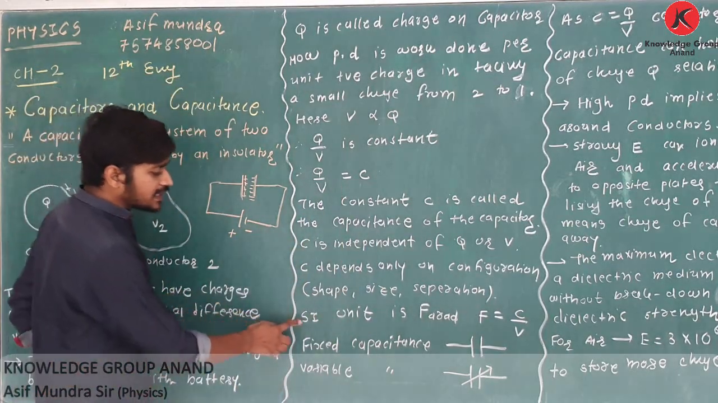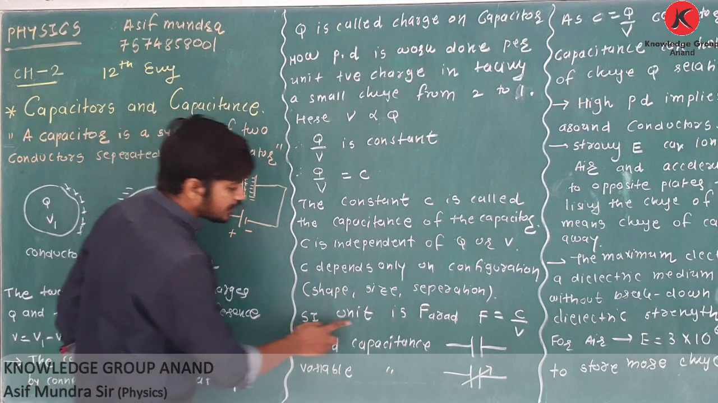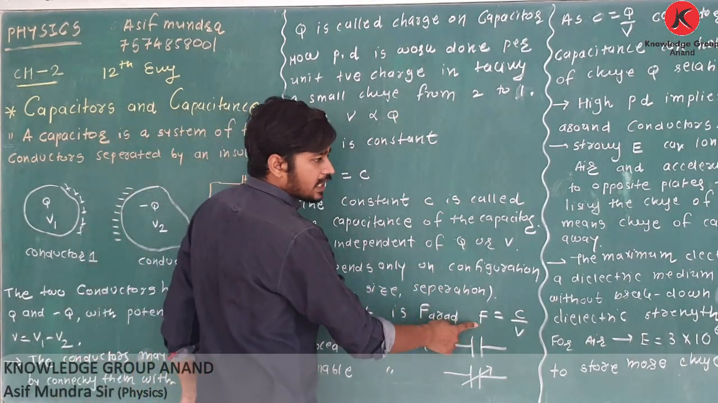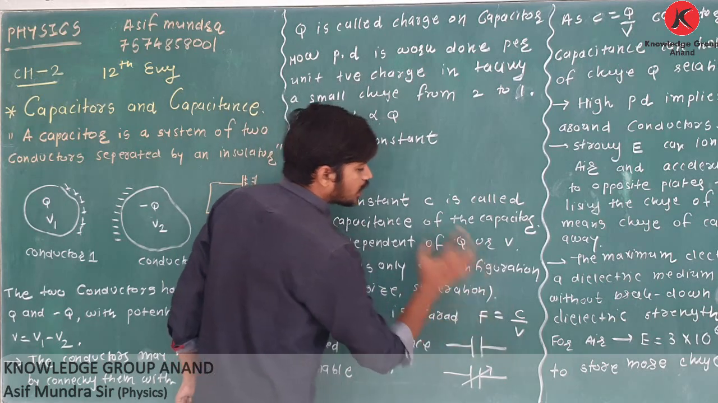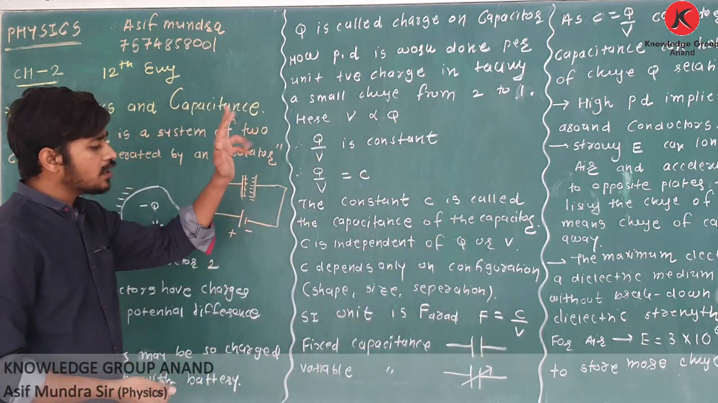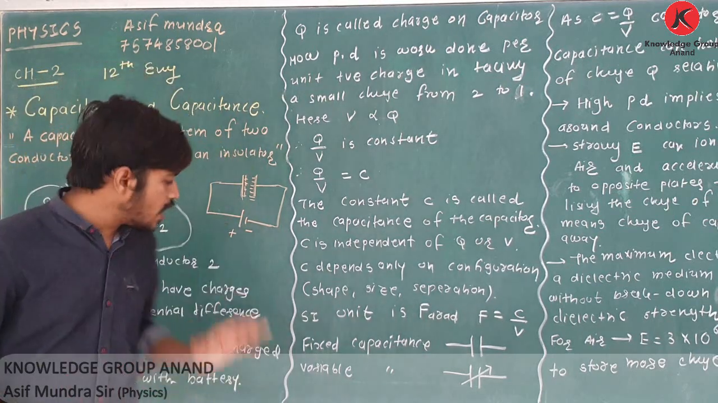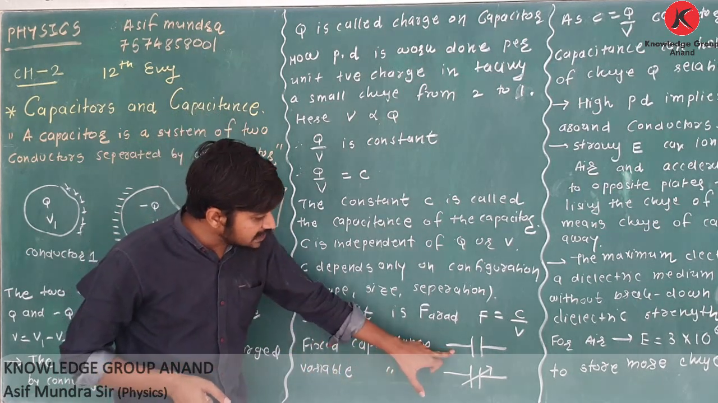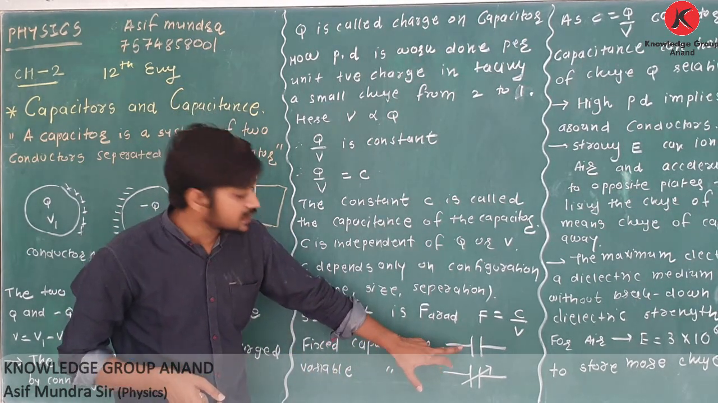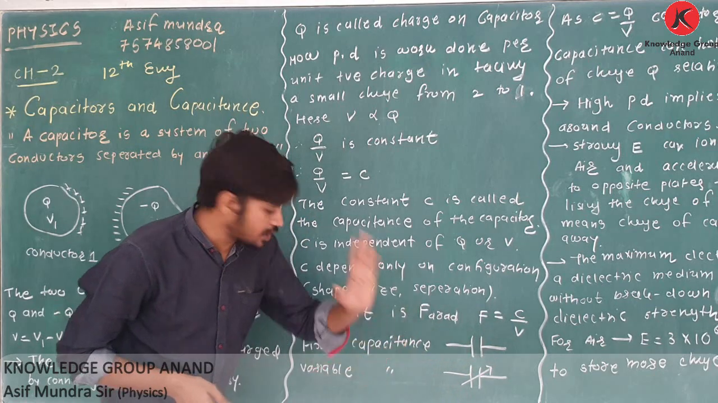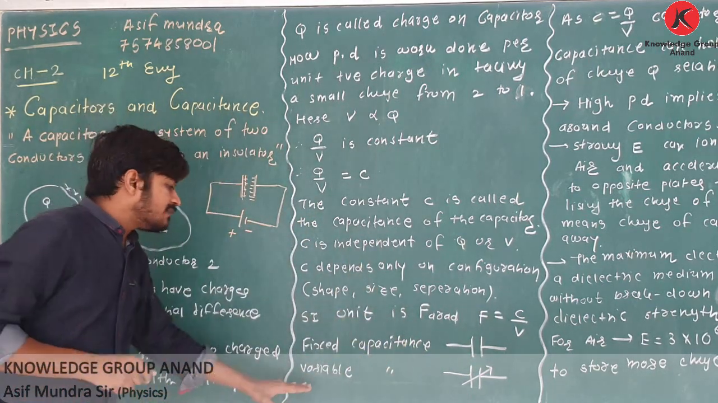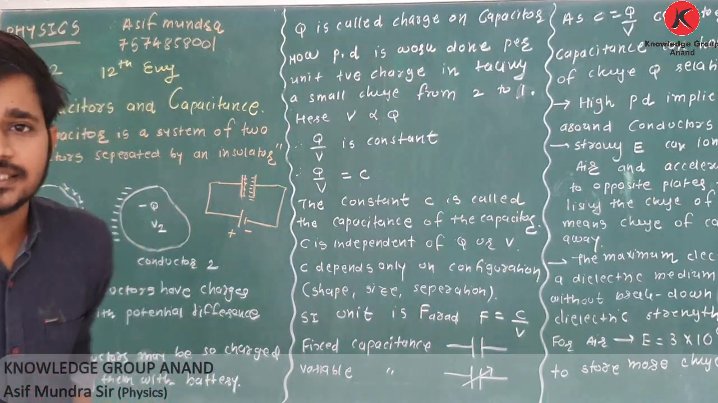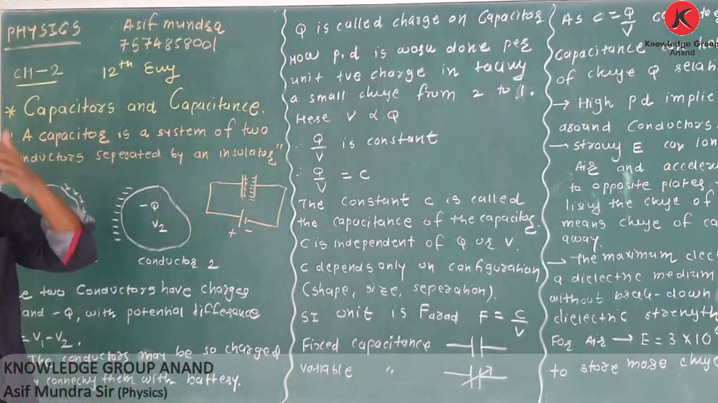Now, what is the SI unit of capacitance? The SI unit of capacitance is the farad, and it is denoted by capital F. And what is a farad? It is coulomb per volt, from this equation. If you are given a capacitor having fixed capacitance, then this is its circuit symbol: two parallel plates. And if you are given a capacitor having variable capacitance, then this is the circuit symbol for variable capacitance. Clear?